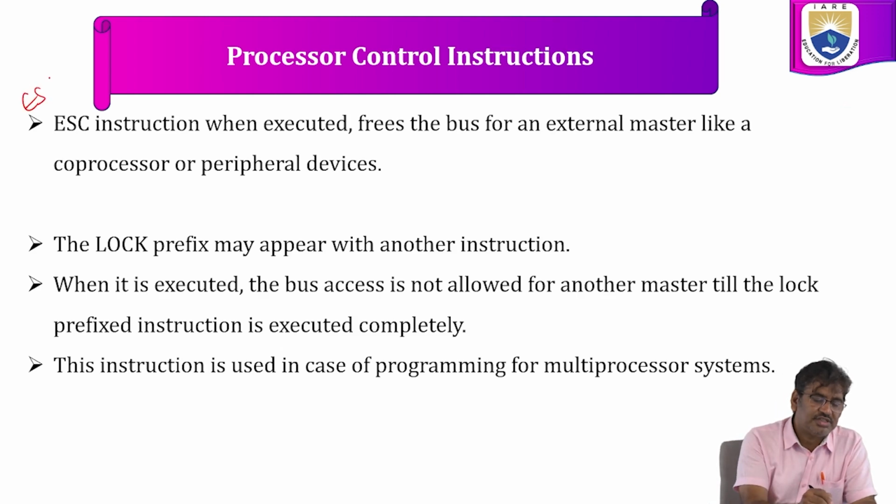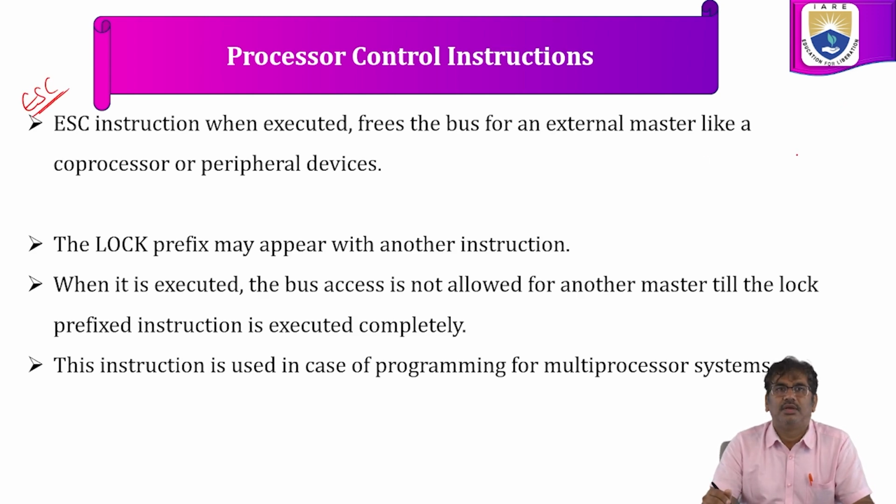The next instruction is escape. Whenever we have a coprocessor system, then to switch from the main processor to the coprocessor, we use the escape instruction. So the escape instruction, when executed, frees the bus for an external master like a coprocessor or a peripheral device, so that the bus can be accessed by the coprocessor.